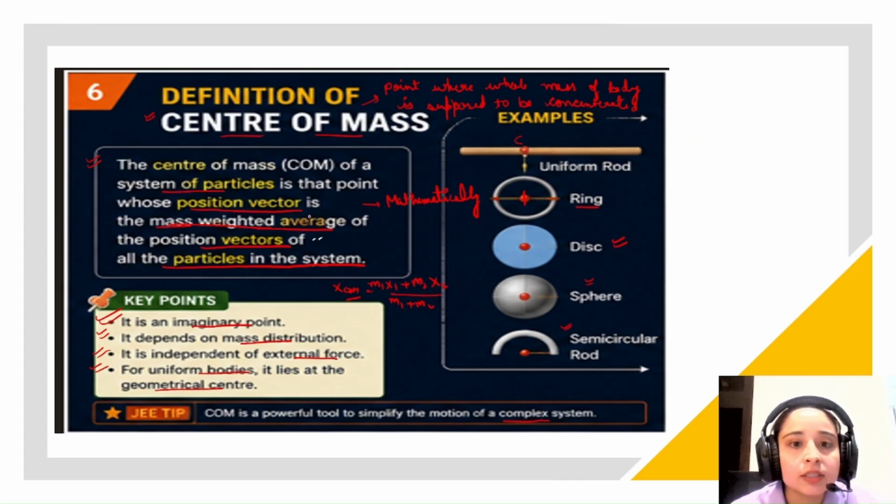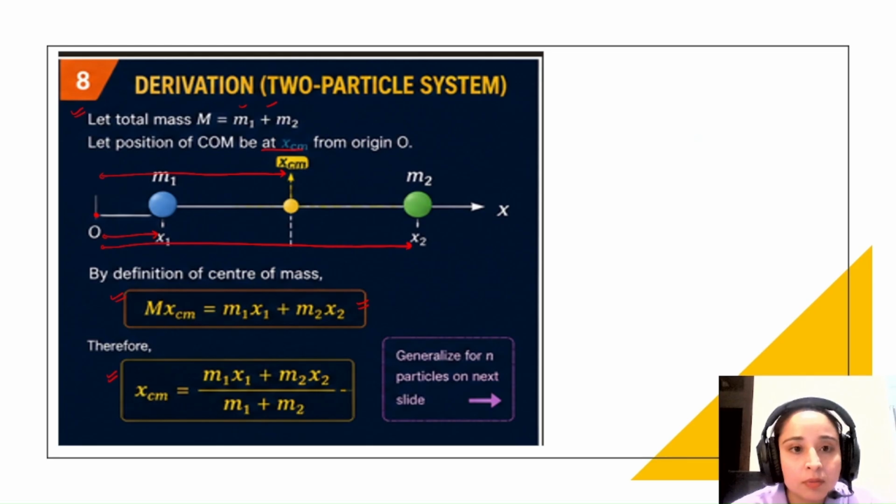So you see, the center of mass of a system of particles is a point whose position vector is the mass weighted average of the position vectors of all the particles in the system. Here we have two particles, so that is m1 x1 plus m2 x2, and that will be the position of the center of mass.